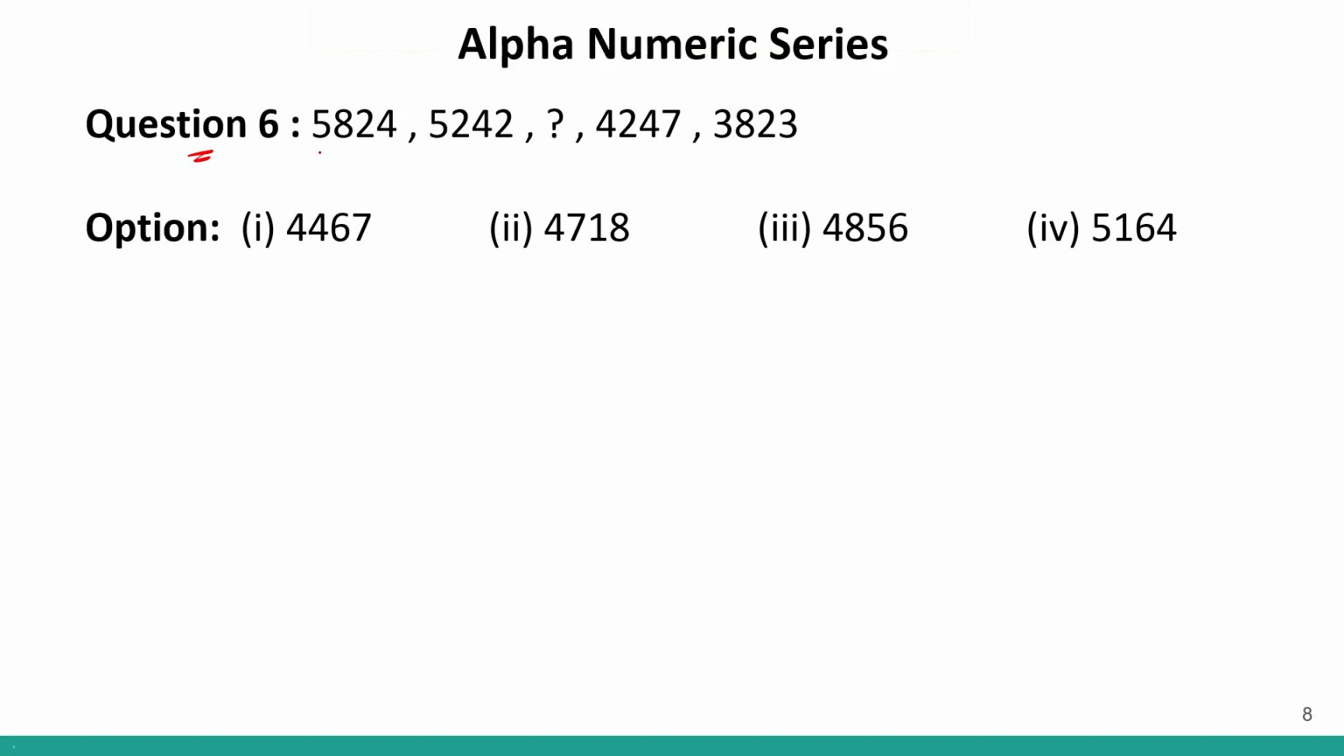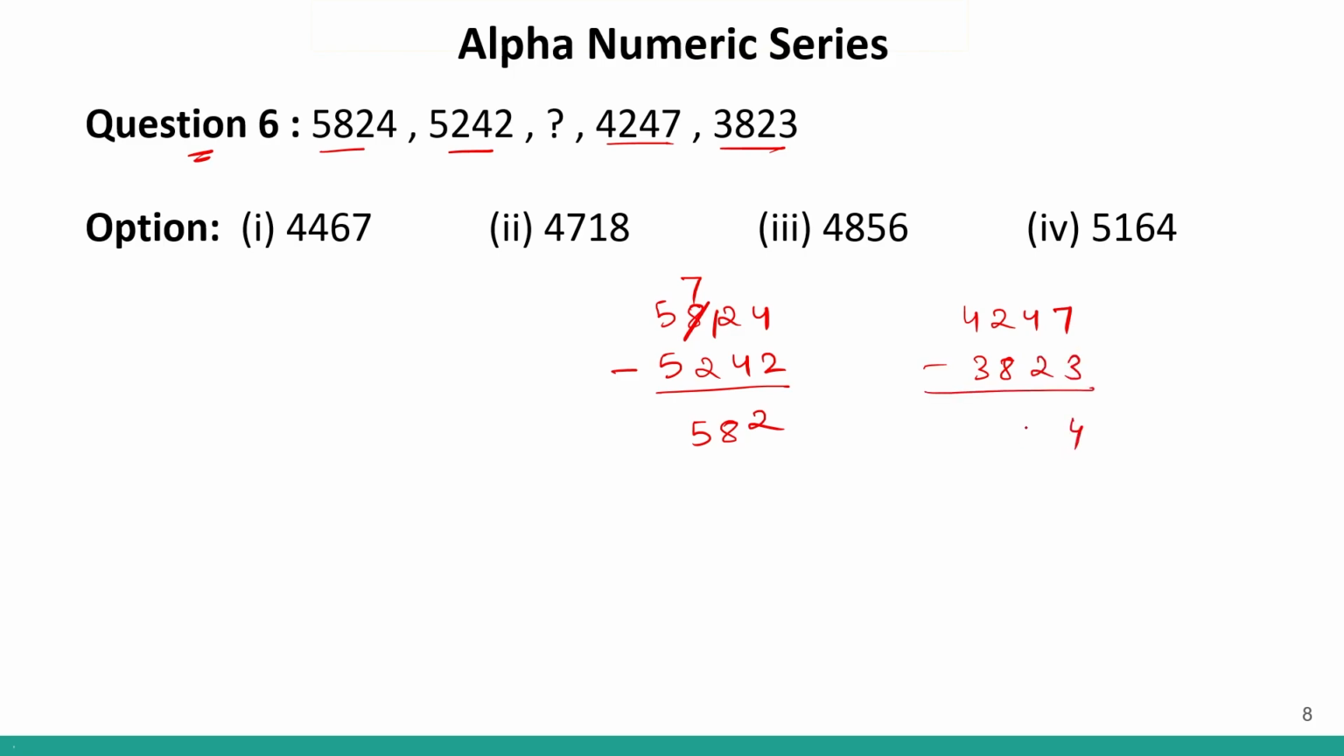Question number 6, we have 5824, 5242, 4247 and 3824. So there is certain subtraction going on. Let us find it for these two terms. 5824 minus 5242. So I'll get 2, this will be 7, this will be 12, so I'll get 8 and over here I'll get 5. Correct? Now let us see the difference between these two terms, 5247 and 3823. So this will be 4, this will be 2 and over here it will be 4 again.